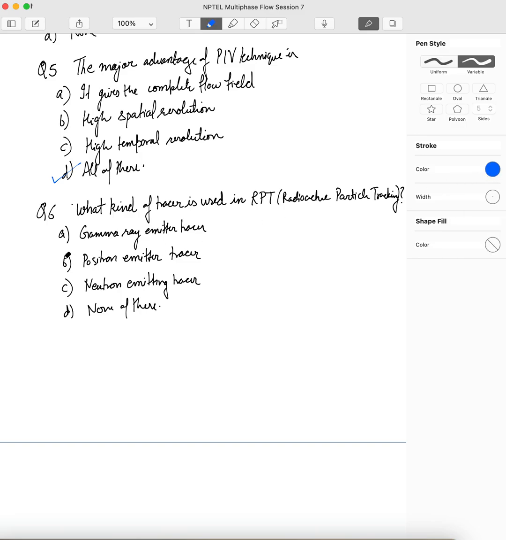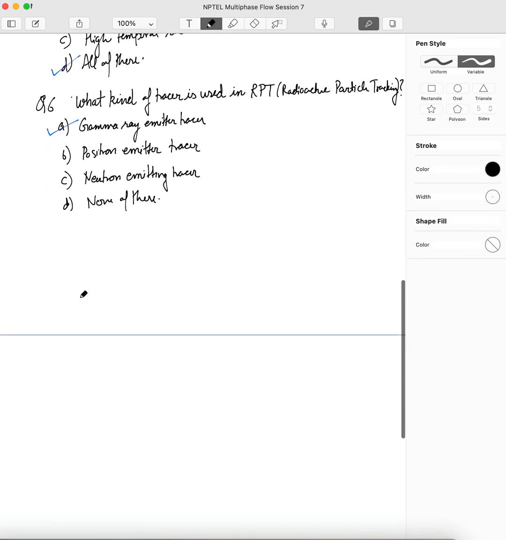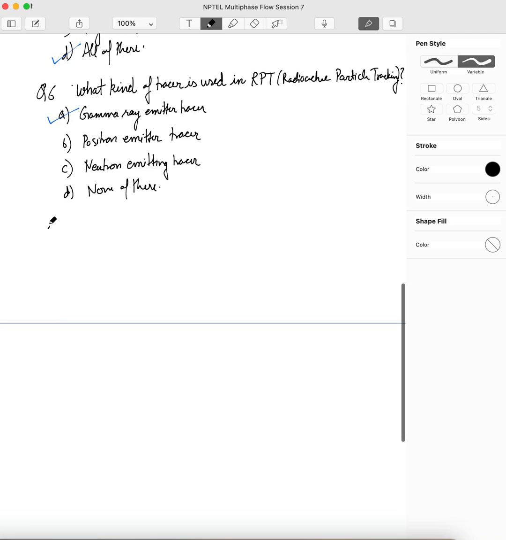So the kind of radioactive particle tracking used is gamma ray emitter tracer. That is also a straightforward question, but you should know it, I think around a 1 mark question will come in the exam. So that's why I am recording this.